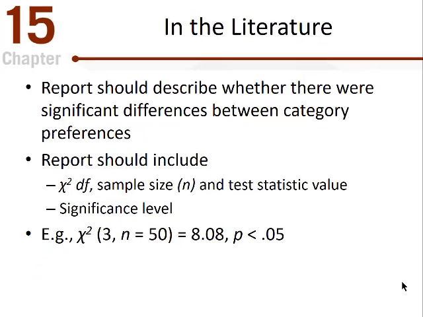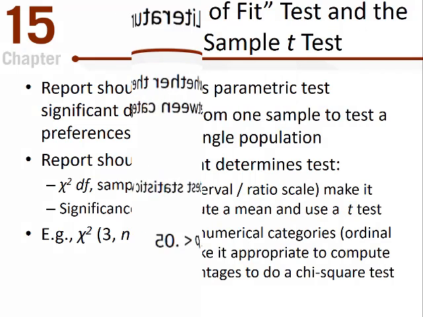Before we even get to all the calculations, let me show you how you will see this in the literature reported, or how you should report it. So the report always needs to describe whether there was a significant difference between the category preferences, and then also it needs to include our chi-square, our degree of freedom, then the sample size, and then if it was significant or not, and to what significance level, so to what alpha level.